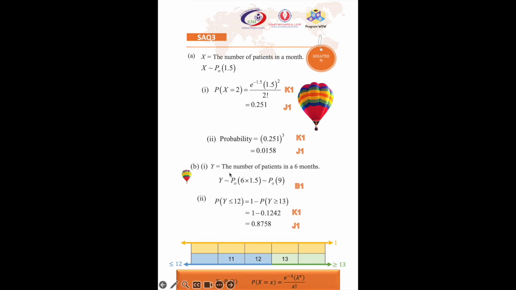And then for at most 12 people, we know that the table cannot read anything less than, so it has to be in greater than or equal to. So we need less than or equal to 12. So what we're going to do is 1, the entire probability, minus P(Y greater than or equal to 13). That's why we do that, so we can read the table. You're going to get K1 for reading the table and 1 minus, and then J1 for getting the answer.